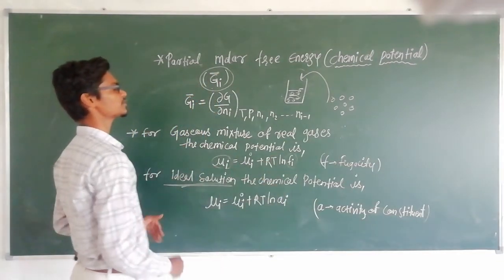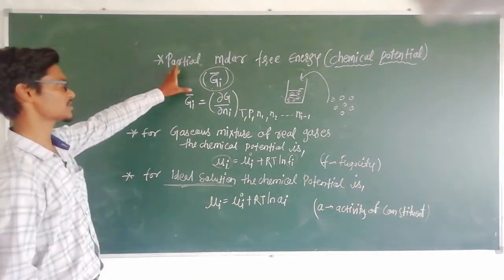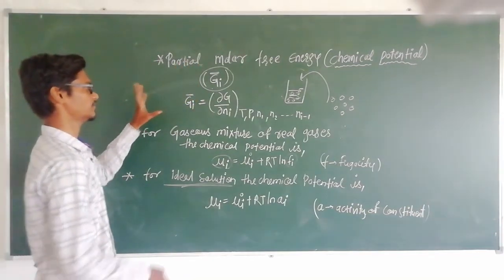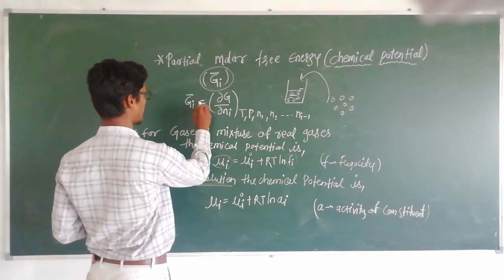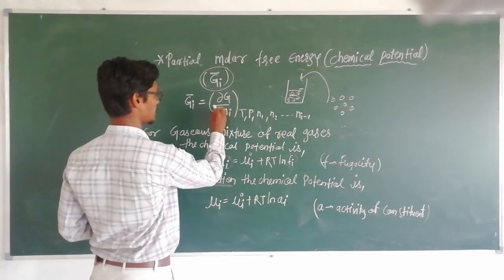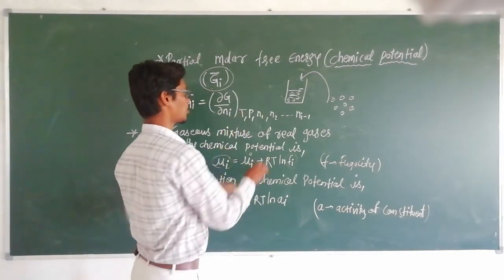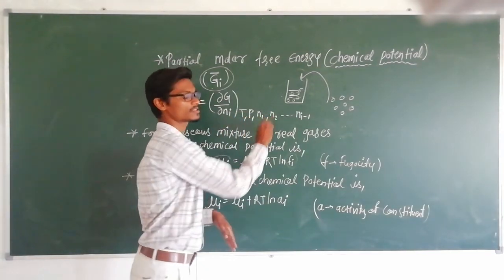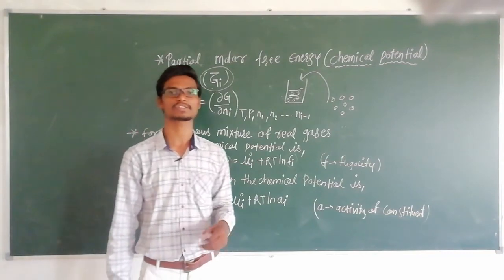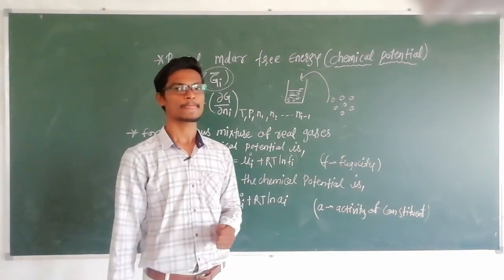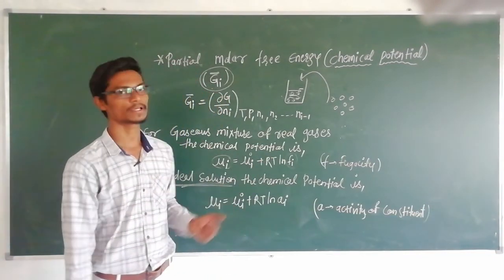So overall, we can denote the partial free energy by the equation Gi bar is equal to delta G divided by delta Ni, at a constant temperature, pressure, and constant moles of the other constituents. This is the equation for the chemical potential.